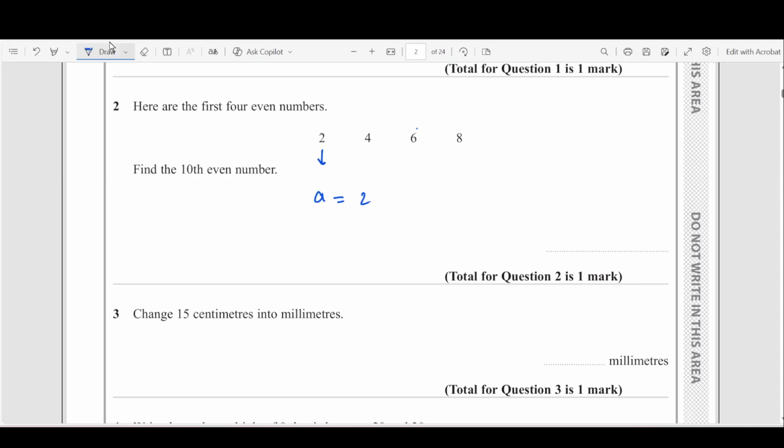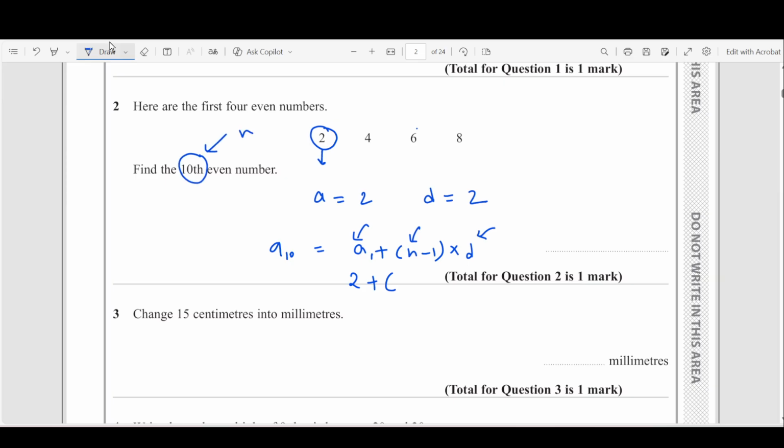So this is the first term. First term is 2, and the difference is 2, right? D means difference. To find the 10th term, the formula is A plus n minus 1 times D, where A1 is the first term, n is the number of terms, and D is the common difference. So the first term is just the first number in the sequence, which is 2, plus, as I need to find the 10th term, my n is 10.